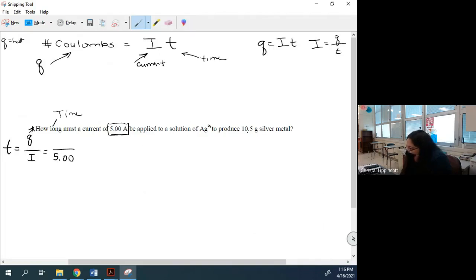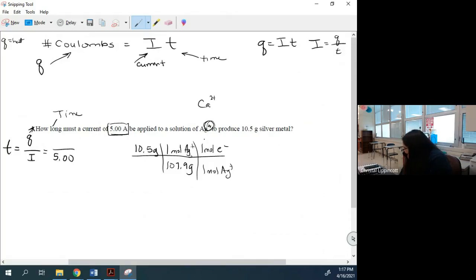Here we go. We've got our value here, which is 10.5 grams. We're going to convert that into moles. So we have 107.9 grams in every 1 mole of silver. Now in every 1 mole of Ag plus, we are going to have 1 mole of electrons, because it's just giving off 1 mole of electrons. If this had been calcium and it was 2 plus, then we would have a 2 here, so it would give off 2 electrons. That makes sense? So you have to be careful with that. It's only a 1-to-1 ratio because it's only giving off 1 electron.